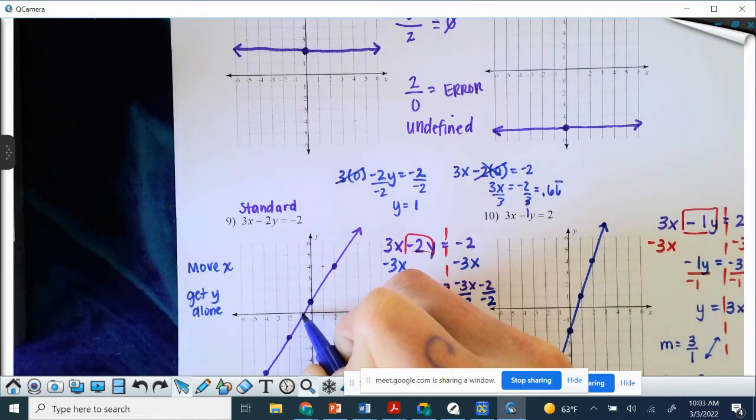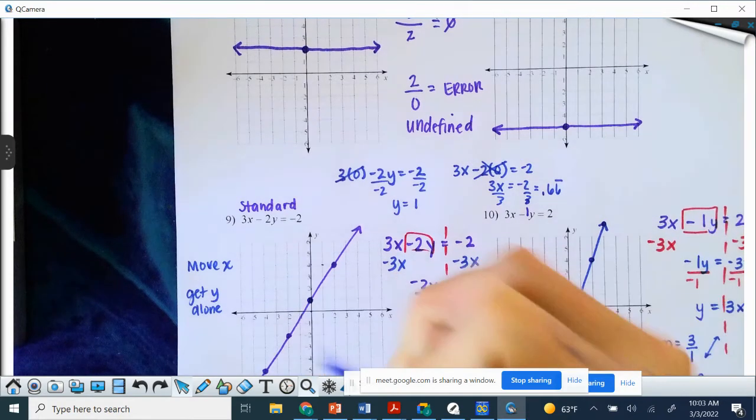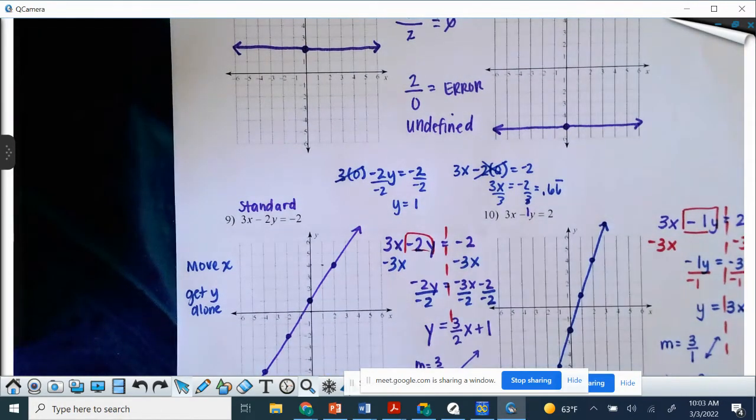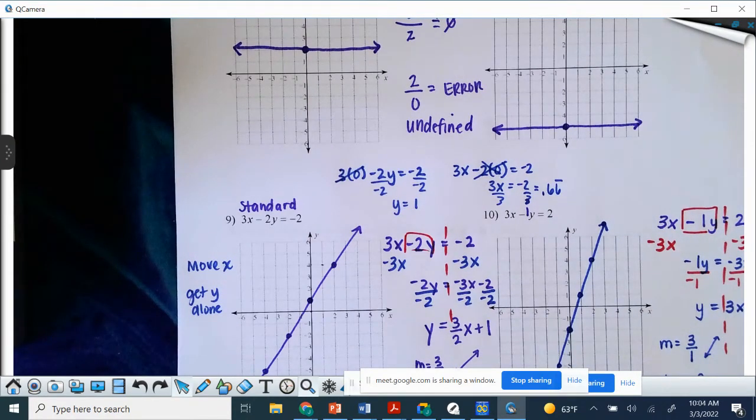So we could graph those two. In this particular one, that's not going to give you a whole lot of information. It's probably a much better line by isolating y, but it is an option. But you would need to do it for both so you get those 2 points.